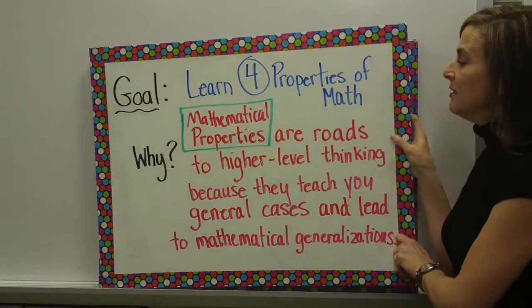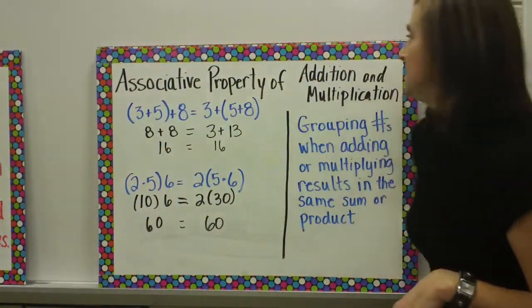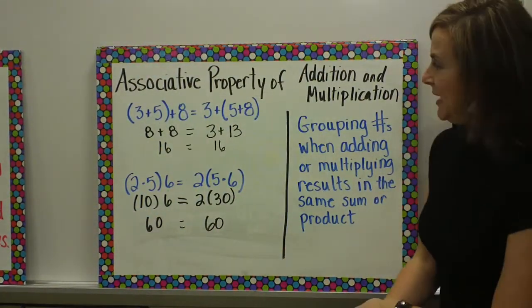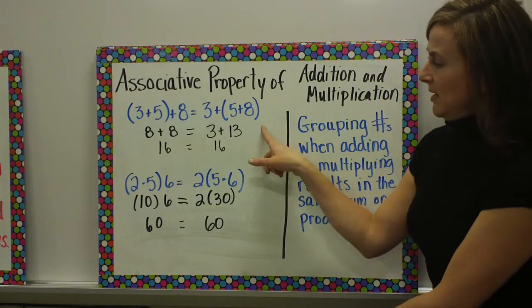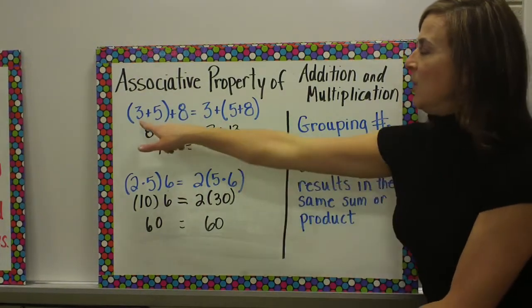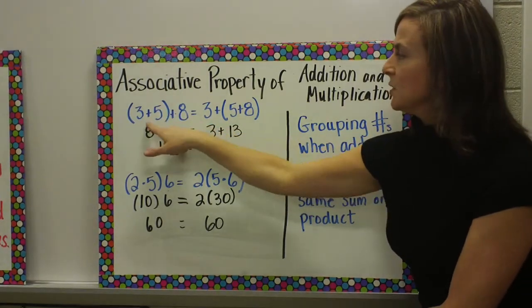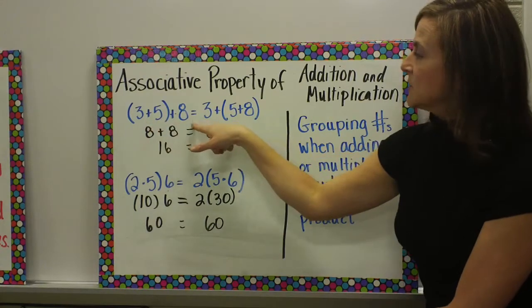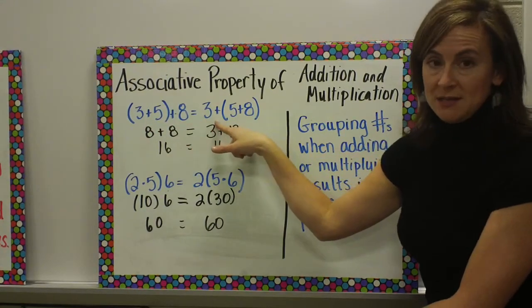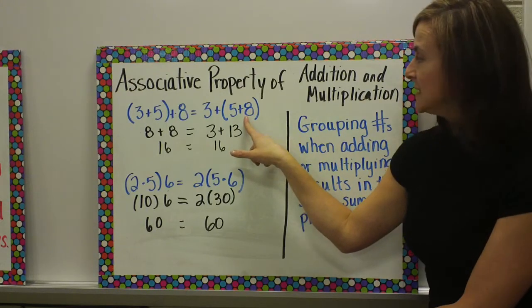We're going to start with one we've talked about before, the associative property of addition and multiplication. So here I have two examples. Starting with the addition property, we have (3 + 5) + 8. Notice the parentheses are around the 3 plus 5. That is going to be the same as 3 + (5 + 8). Notice the parentheses are around the 5 plus 8.